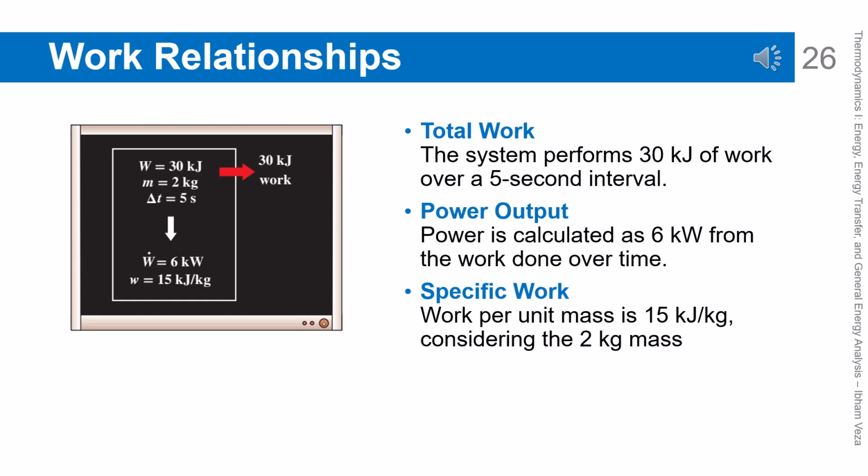Work relationships. Total work represents the amount of energy transferred during a process. Power indicates how fast this work is done. Specific work represents work per unit mass of the system. These three quantities provide different ways to view mechanical energy interactions. These relationships are very important in the analysis of machines and engineering equipment.